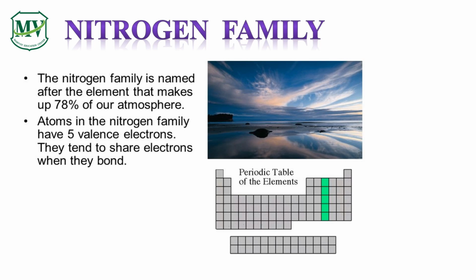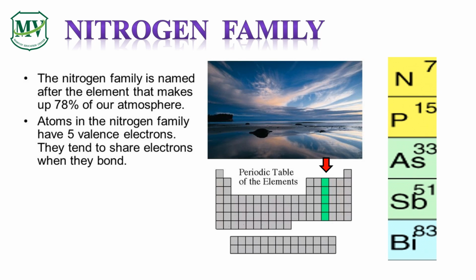What makes up 78% of our atmosphere? Excellent! The nitrogen family makes up 78% of our atmosphere. Now, what are the nitrogen family? Awesome! The nitrogen family has 5 valence electrons and tends to share electrons when they bond.